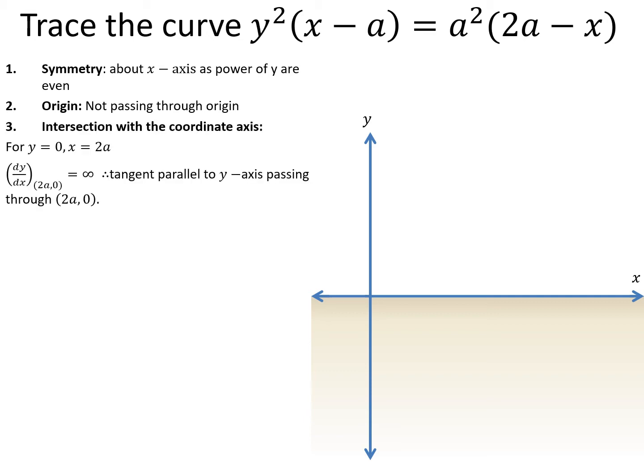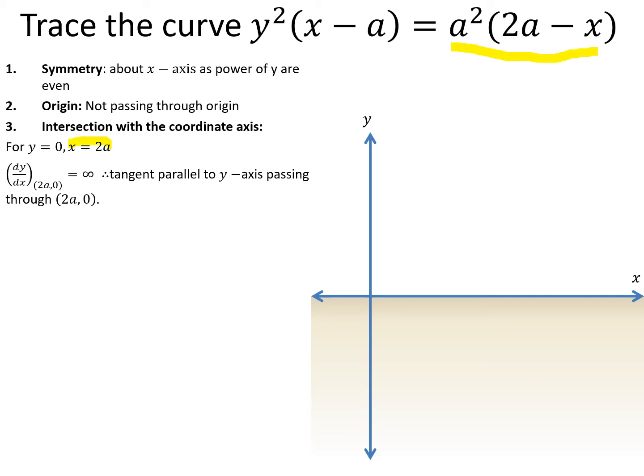Now the third is intersection with the coordinate axes. So first we need to find the intersection with the x-axis. What is the equation of the x-axis? That is y equal to 0. So we will put y equal to 0 in the given equation. Because of this, the y term is 0, so the left hand side is totally 0. But with this we get a square into 2a minus x equal to 0. If we solve it, we will get x equal to 2a.